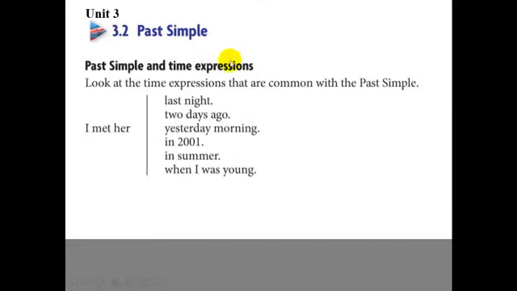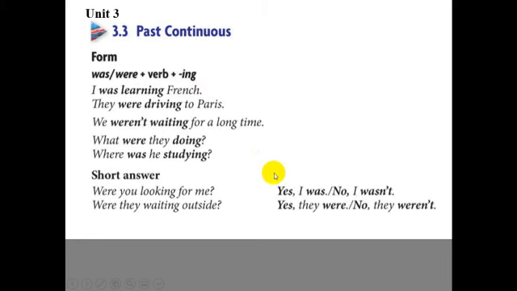There are common time expressions used with the past simple. For instance, last night, last week, last year, and so on. 2 days ago, 3 days ago, 5 days ago, yesterday morning, in a particular year in the past, like in 2001, in a different past season, like in summer, when I was young, and so on. We can add these expressions to the past simple structure. I met her last night.